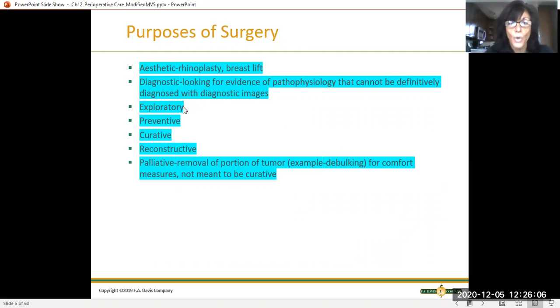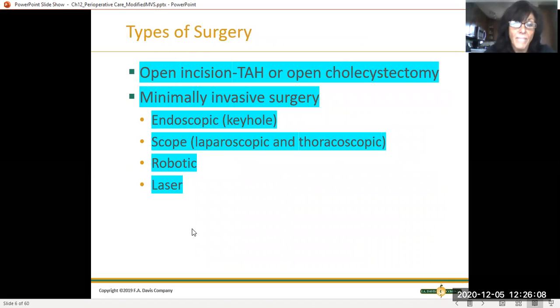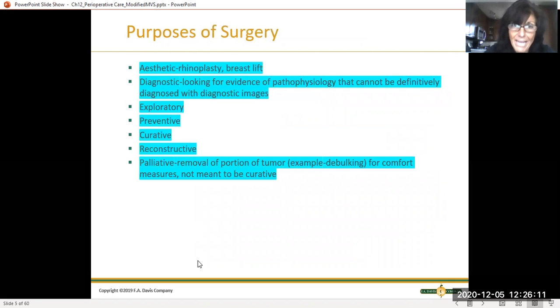Then we have something that's called exploratory surgery. Exploratory surgery is just like the name implies. We're looking.